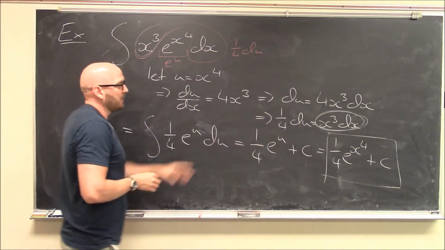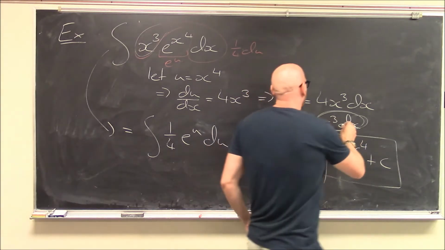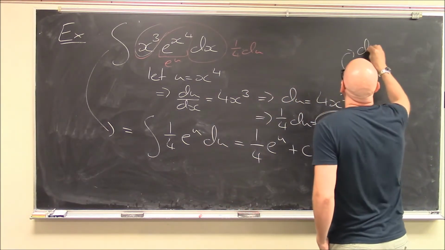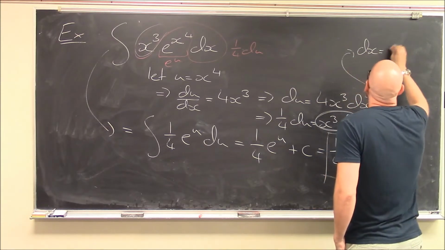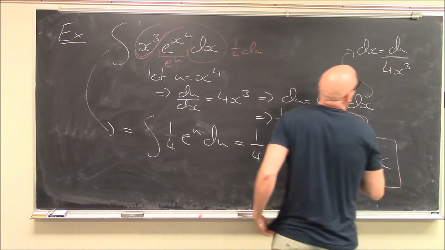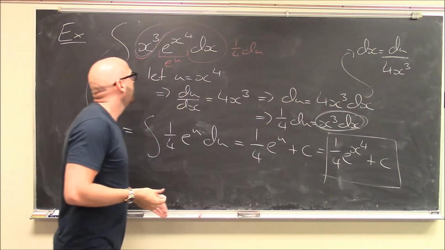Sometimes you'll see people just solve for dx. So if I were to do that up here, this would mean dx is du over 4x cubed. And you can do this if you want.